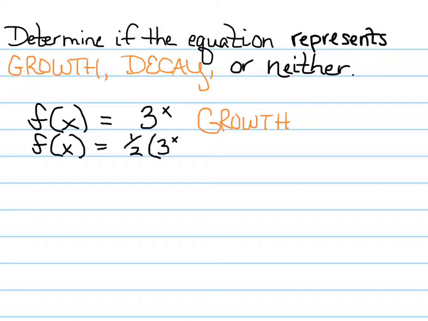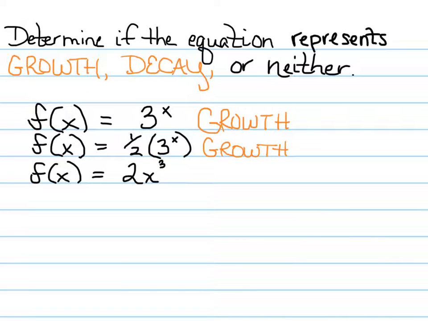In this example, again, we're going to focus in on the base, which is still 3. Totally ignore that 1/2. That's the value of a. That has another effect on the graph, but it doesn't affect whether it's growing or if it's a graph of decay. So it's also growth. In this next example, if we inspect this, we see that the variable now is the base, and this makes it a polynomial function. So this is not growth or decay.